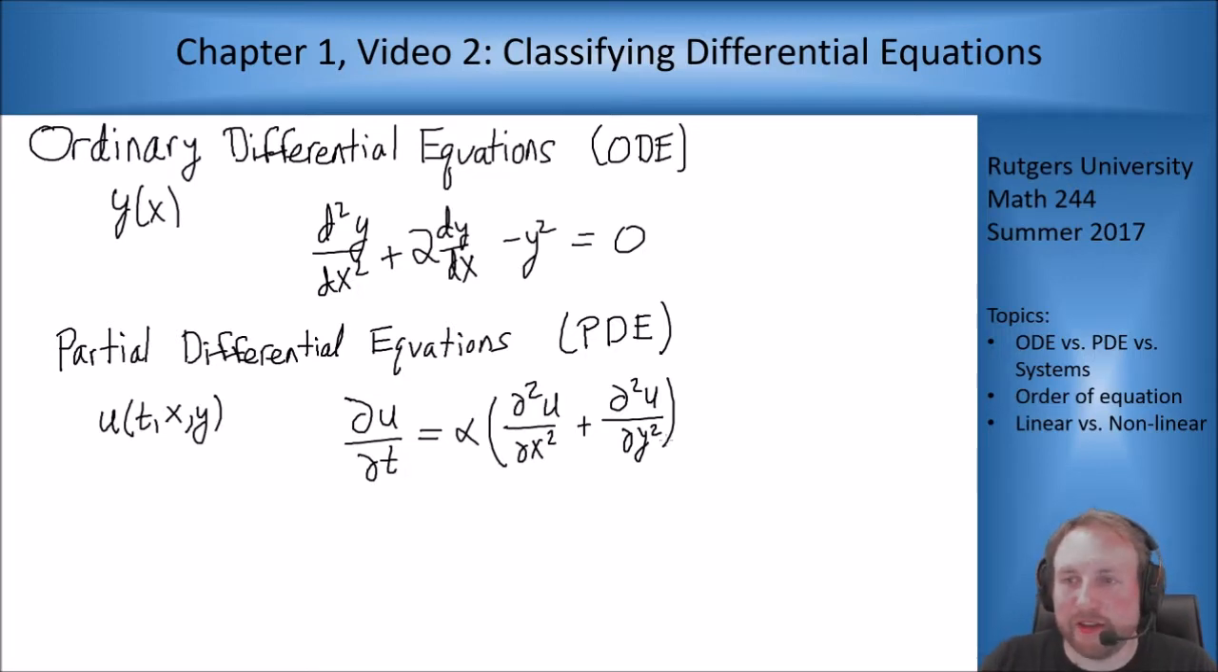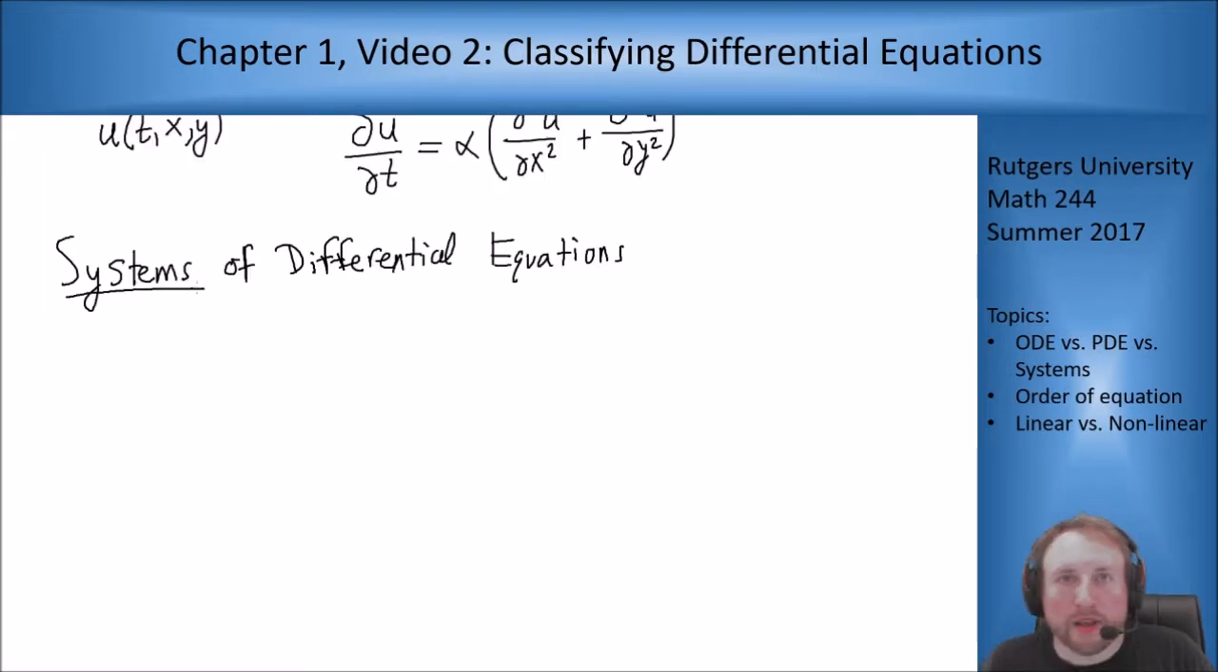The last thing that we use to classify them are systems of differential equations. The main difference between the things we talked about earlier and systems is that for systems we have more than one unknown function. In the last cases, we had our unknown function y, our unknown function u, but we only had one at a time. For systems, you have multiple unknown functions you're trying to solve for, and you have differential equations, equations involving derivatives, that relate all of them to each other.